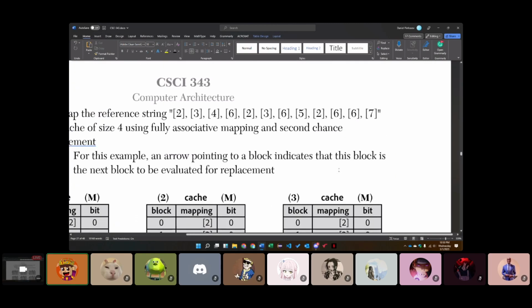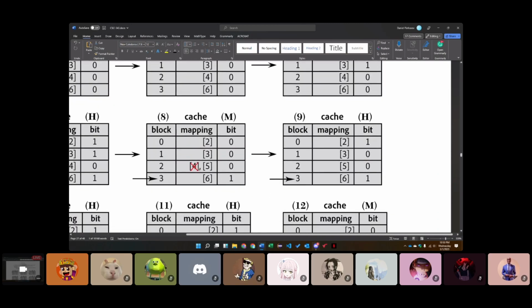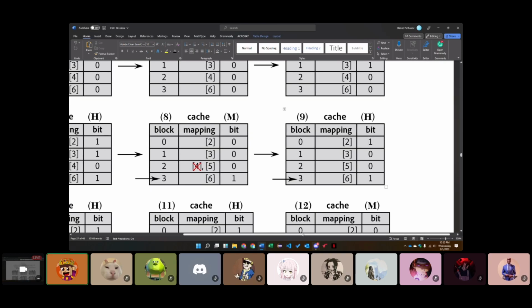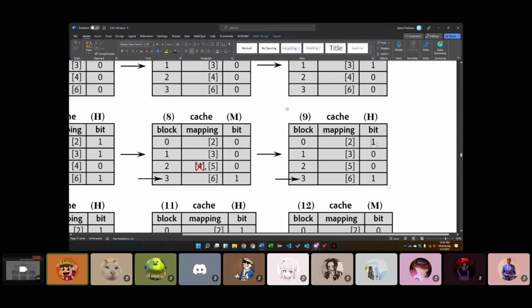So for example, after that we have 2. 2 is a hit, so nothing happens. 2's bit turns to a 1 since it was a hit. The only thing that happens in a hit is that the value that got the hit, the bit changes to a 1. And if it was already a 1, it stays a 1. It doesn't turn into a 2 or anything else.